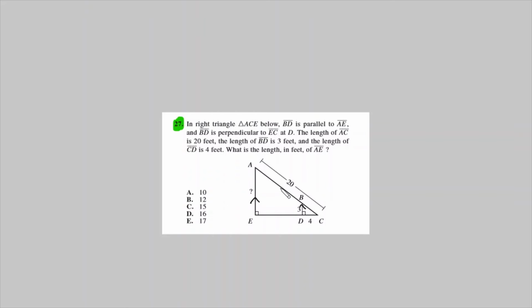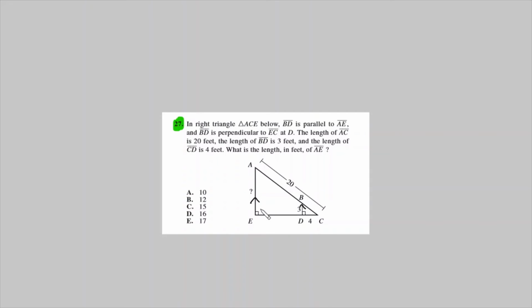Then they say that BD is perpendicular to EC at D. Now they already have the little box there that shows that it's a 90-degree angle, so we don't need to add that. Now we're told that AC is 20 feet, which is included. The length of BD is 3 feet, which is also included right here. And then the length of CD is 4, which is right here. So then they're asking for this length AE.